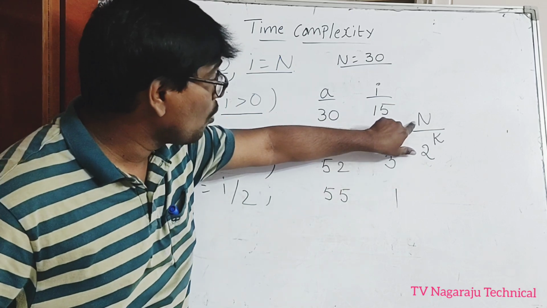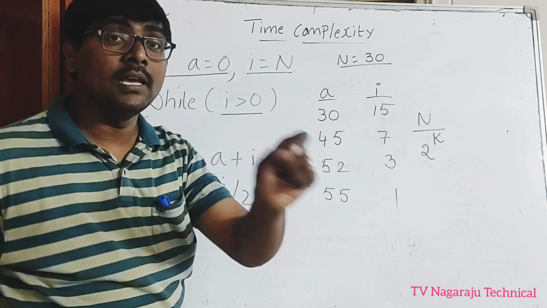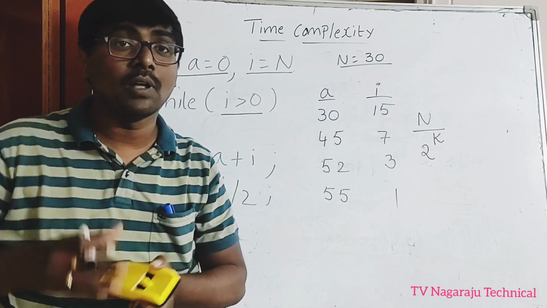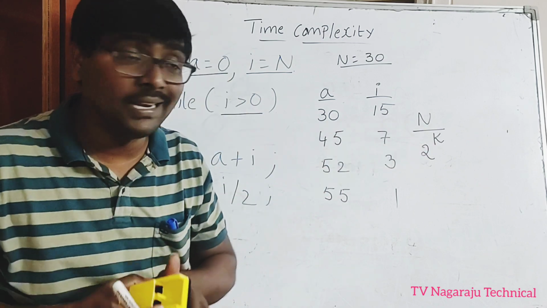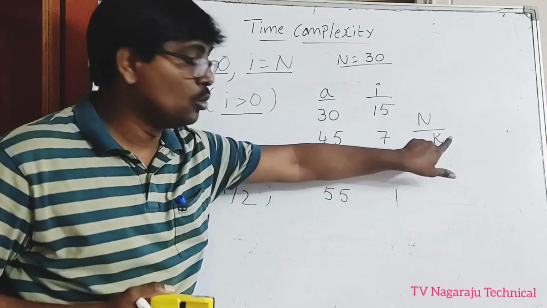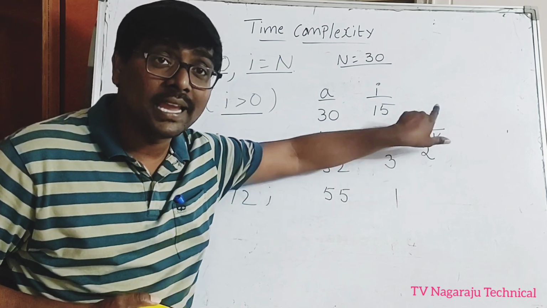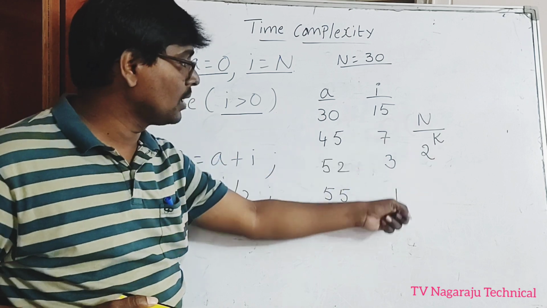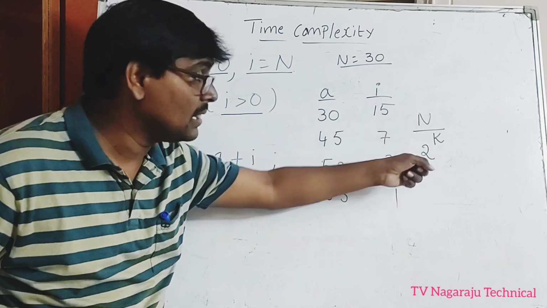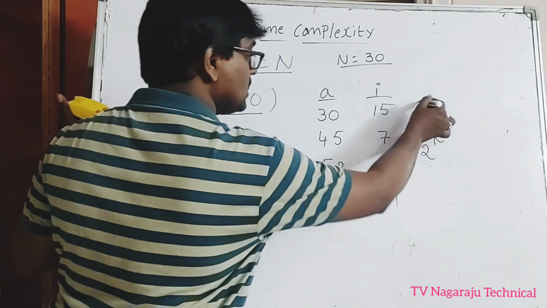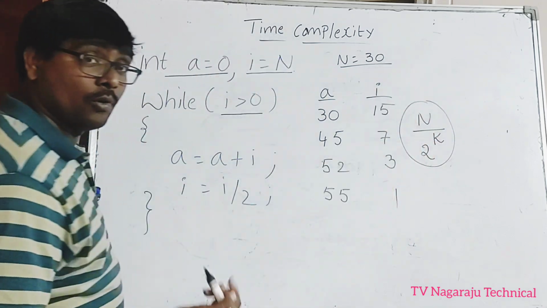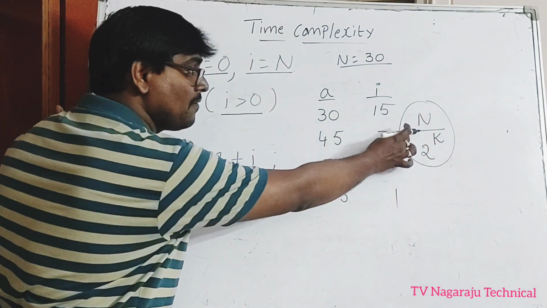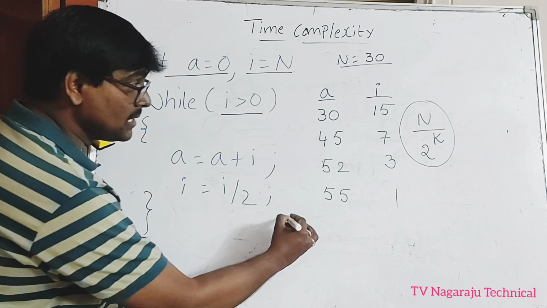Anyway, observe, what is the n value? 30. Suppose you want to shift, or divide, 3 times. So 2 cube, 2 cube means 8. 30 divided by 8. So you are getting the answer like this. Now if you know this equation, what is this one? This is the value of I.